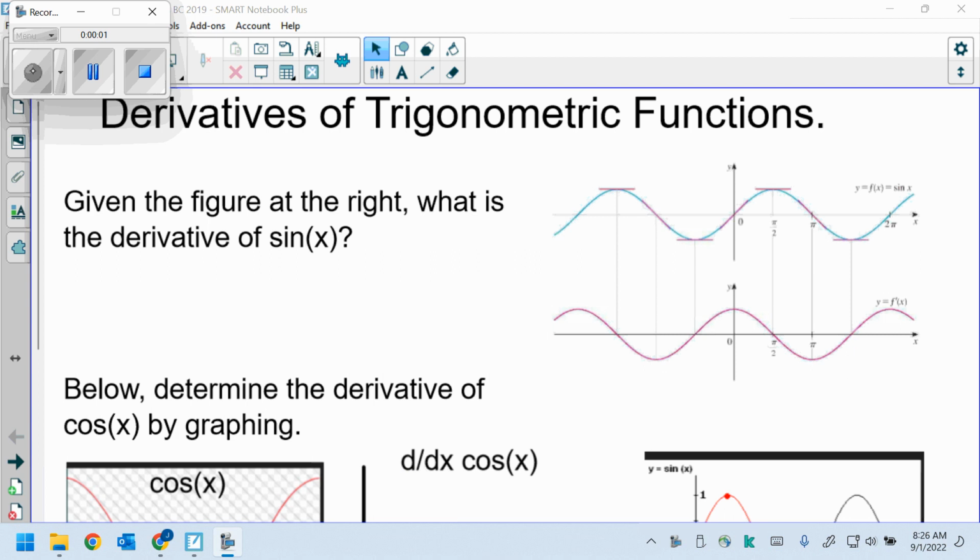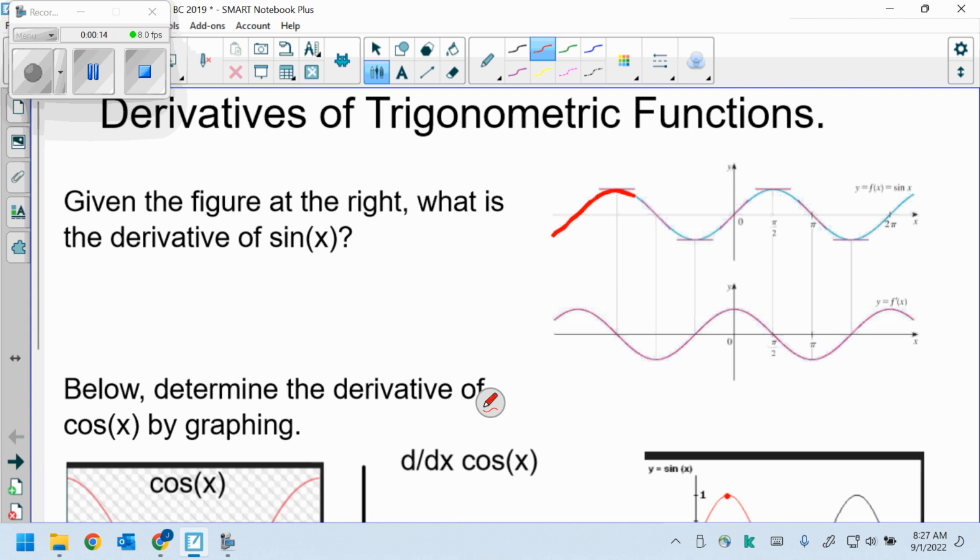Today we tackle derivatives of trig functions, and we're going to start out with one of the most basic trig functions, that being the sine. And here we have a graph of the sine. And let's say we didn't know what the derivative of sine is. So let's graph the derivative like we learned how to graph derivatives. We're going to find places where the slope is 0.